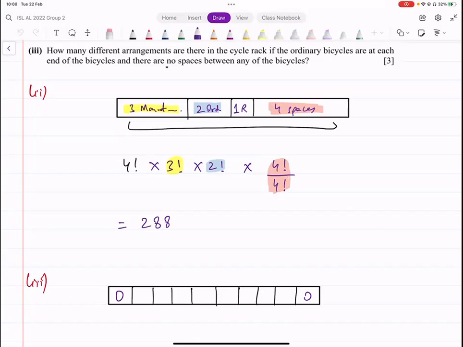उसने क्या रखा है? There should be no spaces between any of the bicycles. Ordinary bicycles cycles के end पे हैं. एक साइड पे आपकी ordinary bicycles होंगी, दूसरी साइड पे आपकी ordinary bicycles होंगी और 4 आपकी दरम्यान में होंगी.